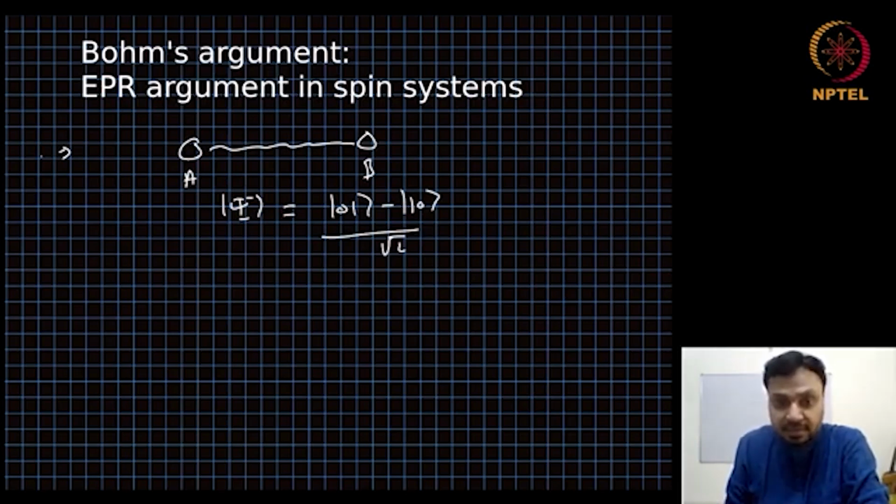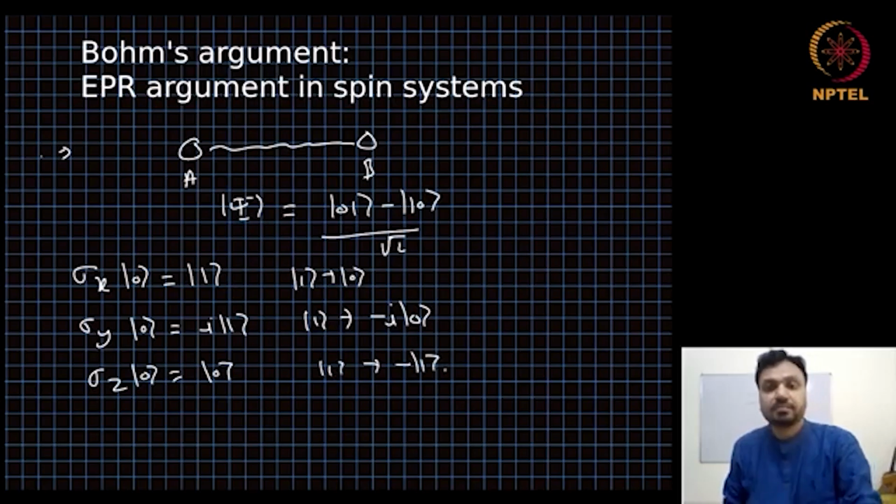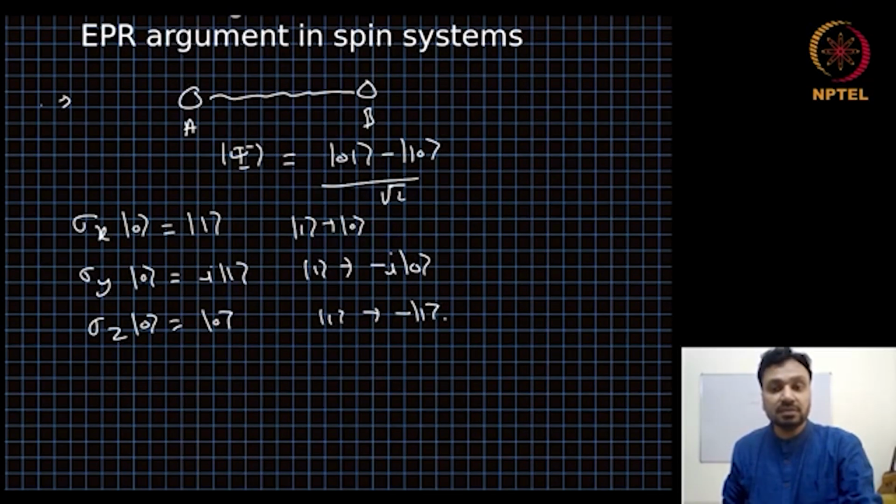So this is the joint state of the two particles. Here, let us set the nomenclature. Sigma x acting on 0 will give us 1, and acting on 1 will give us 0. Sigma y acting on 0 will give us i1, and acting on 1 will give us minus i0. Sigma z acting on 0 will give us 0, and on 1 it will give us minus 1. So this is how we define the 0 and 1 states.